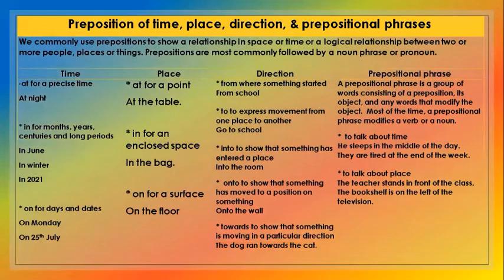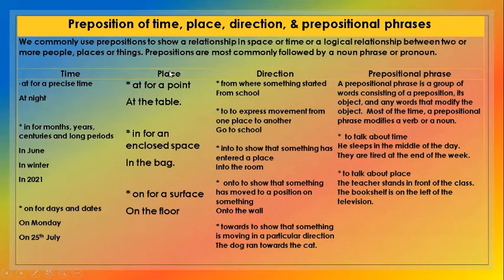Okay, the last thing here we have is prepositions. We can use them with time, place, or direction. Look at the examples here. We have the prepositions that we can use with time. The first one we use is at, for example, at night. In, we use it for months, years, centuries, and long periods. For example, in June, in winter, in 2021, etc. On, we use it for days and specific dates. On Monday, Tuesday, all the days of the week, and on dates, okay? So on the 25th of July.